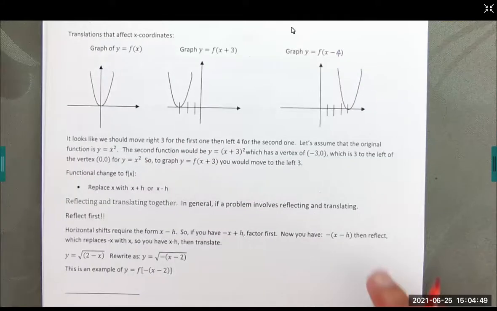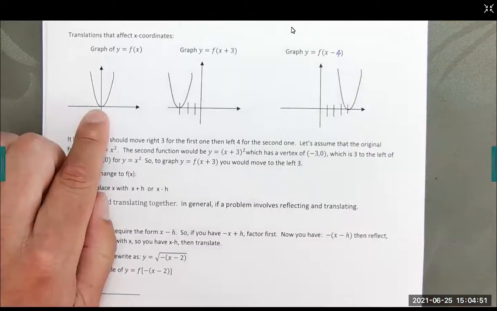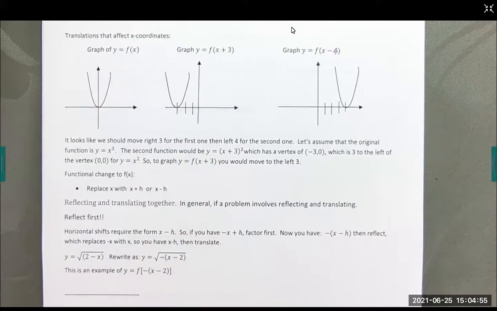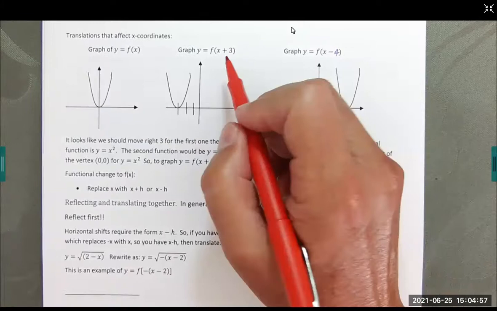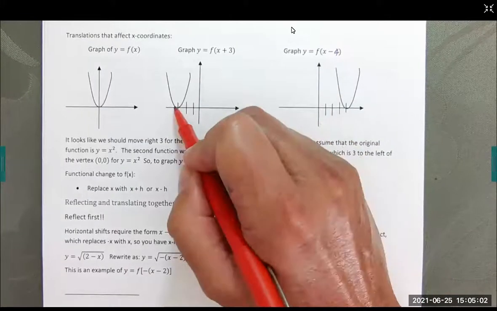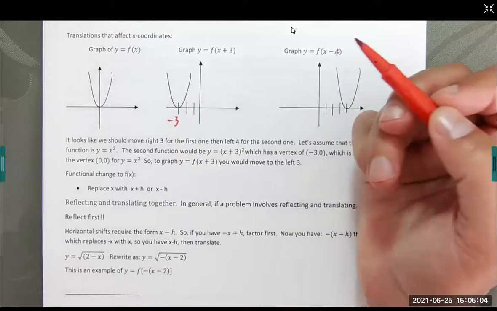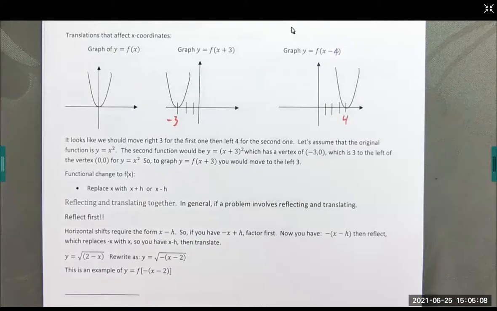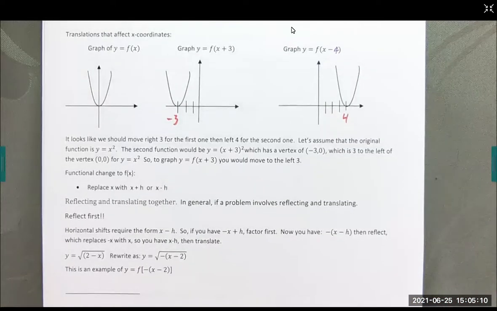So here we have the same graph. Now they go in the opposite direction. I know that's a little weird. It's going to take some getting used to, but when it's with the x, it's going to be the opposite. So instead of going +3, we're actually going to go back 3. In this case, it's -4, which means we're going to go in the positive direction, 4. Now basically, it's what I just said. It looks like we should move right 3 for the first one and left 4 for the second one.